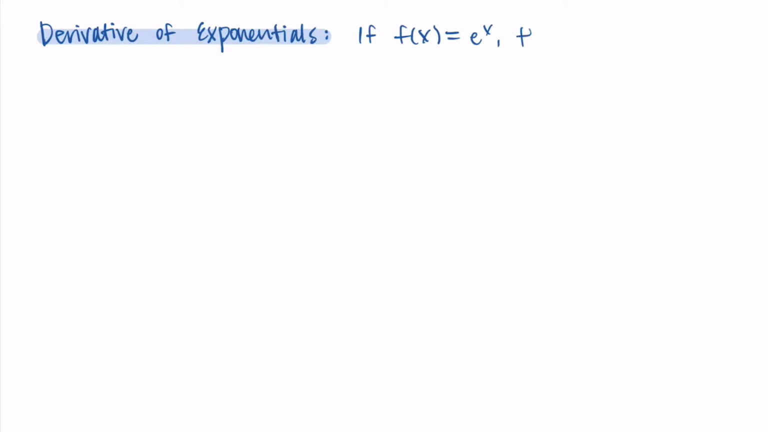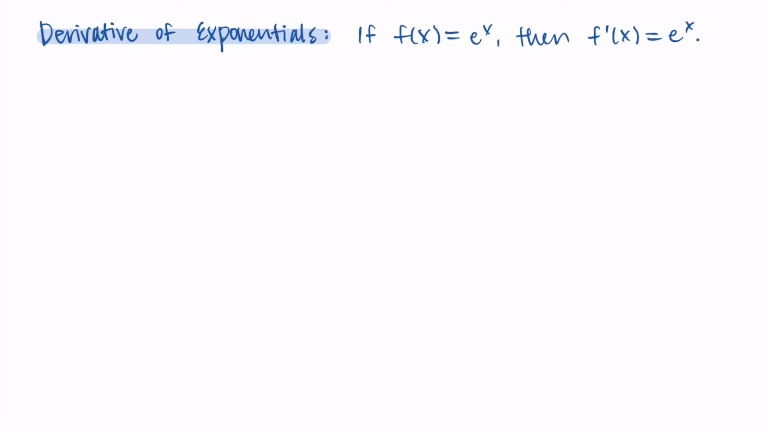Alright, welcome back everyone. In this video we're going to talk about the derivative of exponentials, specifically exponentials in the form e to the x, and we're going to talk about why they have the derivative that they do on a conceptual level. So I'm going to just jump right to the punchline, and the main thing here is that if we have a function f that is equal to e to the x, then the derivative of f is also e to the x.